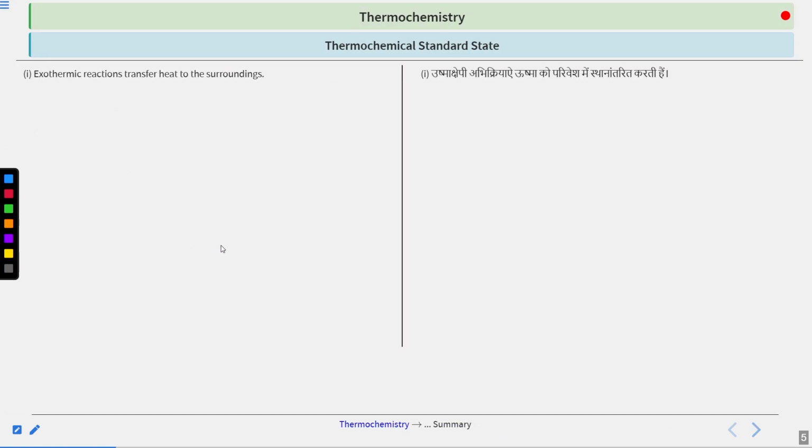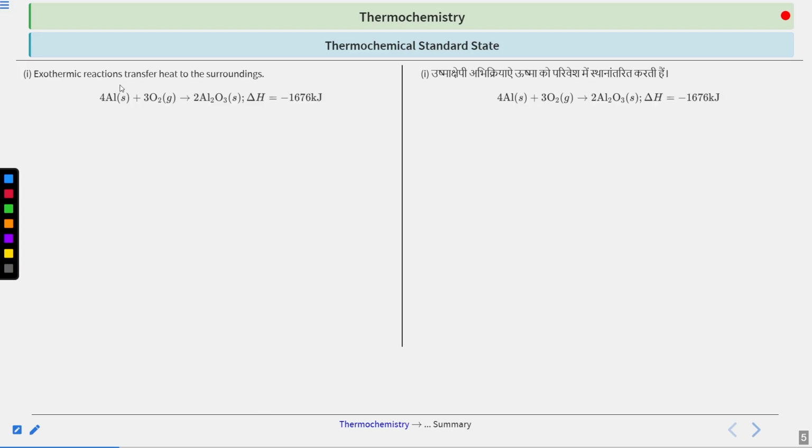Now, what are exothermic reactions? Exothermic reactions are those in which the heat is transferred to the surroundings, right? It means the system is rejecting the heat and the surroundings are accepting the heat. Clear? So a very obvious example would be combustion.